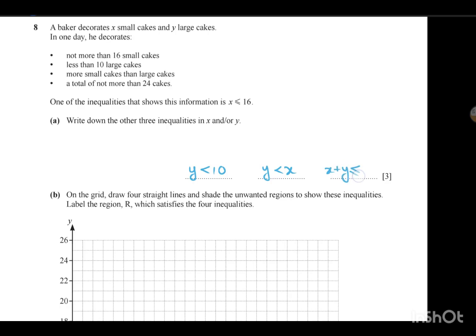Not more than is less than or equal to 24. So these are the three inequalities you need to write for the remaining three given statements here. A is done. Now B. On the grid, draw four straight lines and shade the unwanted region to show these inequalities. Label the region R which satisfies the four inequalities.